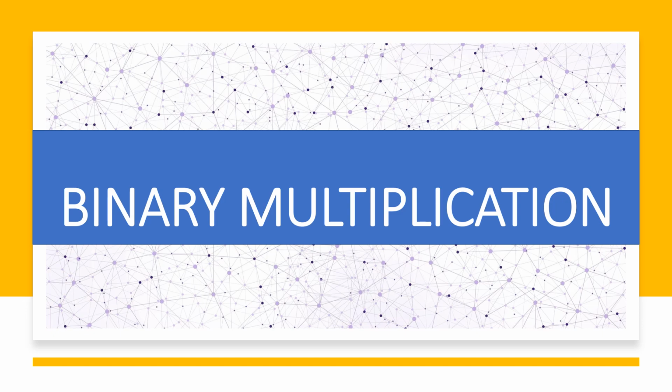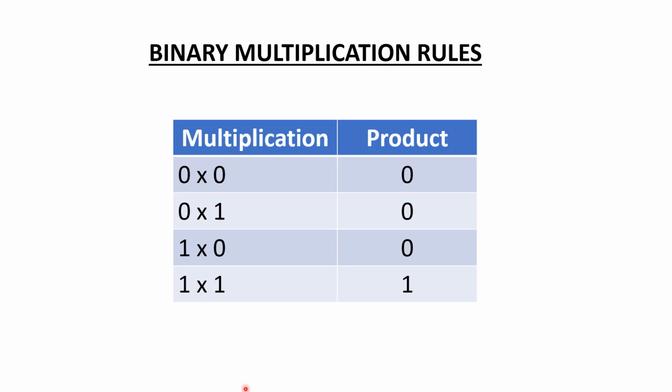Binary multiplication. The table shows the rules for binary multiplication. For 0 into 0, the product is 0. For 0 into 1, it is 0. For 1 into 0, it is 0. And for 1 into 1, it is 1. So from this you can understand, if any number is multiplied with 0, you get the answer as 0.